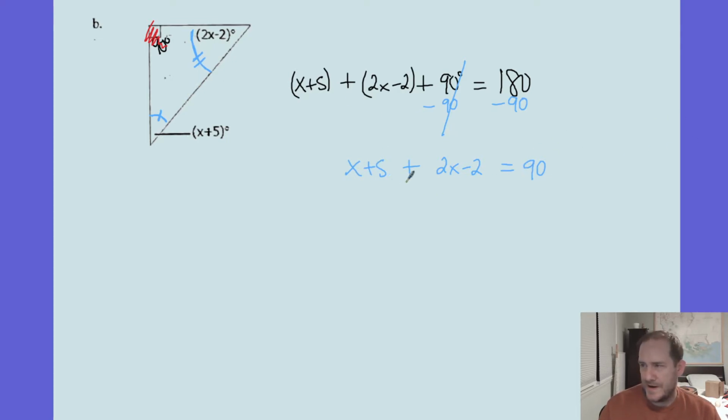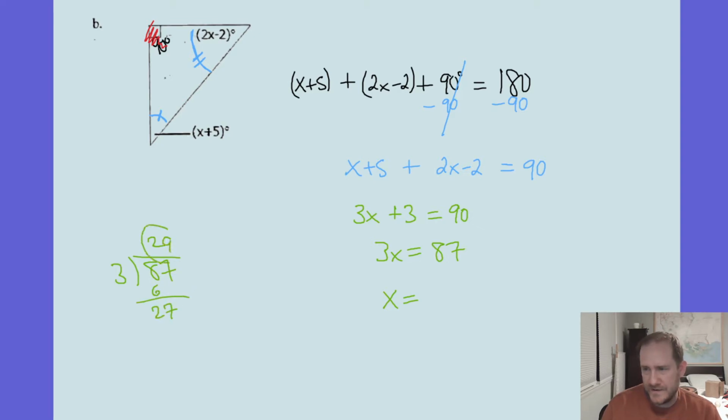But let's solve this now. We've got 2x plus another x, so that's 3x. The 5 and the negative 2 make a plus 3, and that equals 90. So subtracting 3 gives me a 3x that equals 87, and then dividing by 3 gives me what? 87. If I divide by 3, it's going to go in twice. That's a 6, leaving 2, drop the 7, that goes in 9 times, 29. If you don't want to do long division, bring your calculator.